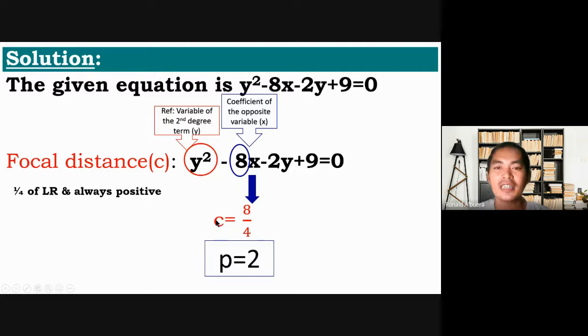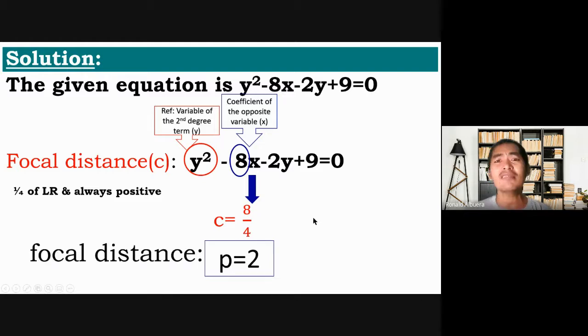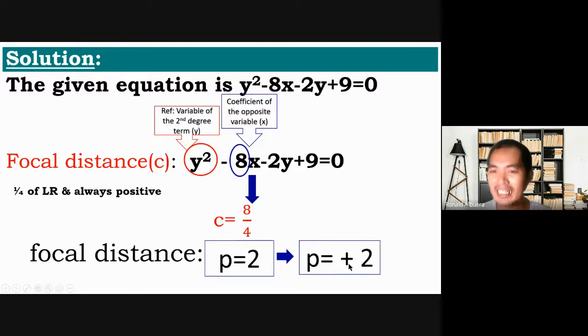But you can use other letters. So, nagkamali dito. Dapat parehas. This is P, this is also P. Kung C yan, C man yan. But sa formulang ginawa natin ay P. So, P equals 2. So, meron na tayo. That's the focal distance. And the focal distance is positive. Tandaan ha? Itong positive is the direction. That's referring to the direction. Okay? That's going to the right.